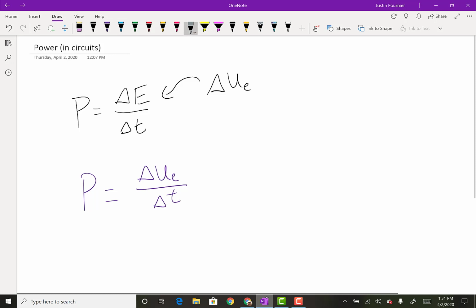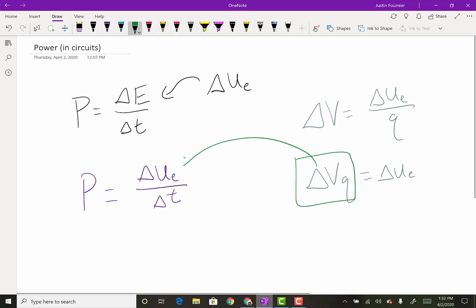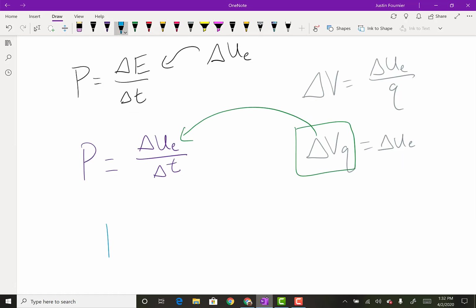And I seem to recall that a voltage, an electric potential, is the amount of electric potential energy per charge. We've talked about this. And so I can multiply both sides by the charge, Q, and I get that the voltage times Q is equal to my electric potential energy. I'm going to plug that in for my electric potential energy here, because something fun's going to happen. So my power is equal to my electric potential multiplied by the charge divided by delta T.